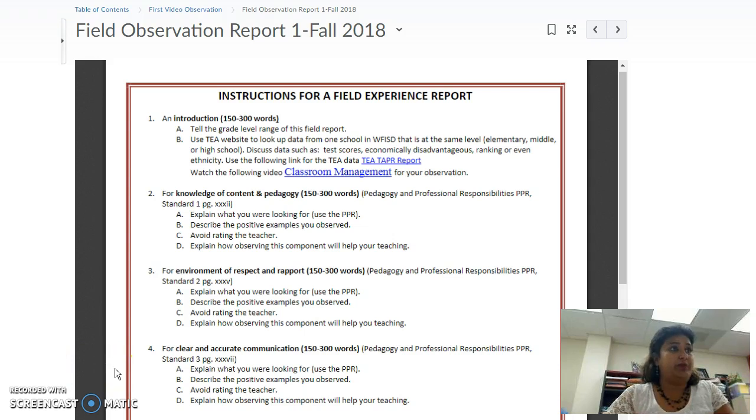This report is for 80 points as opposed to 100 points because this is your first report, and hence I wanted to make it for a lesser number of points in case you guys have any issues. So let's talk about the field report.